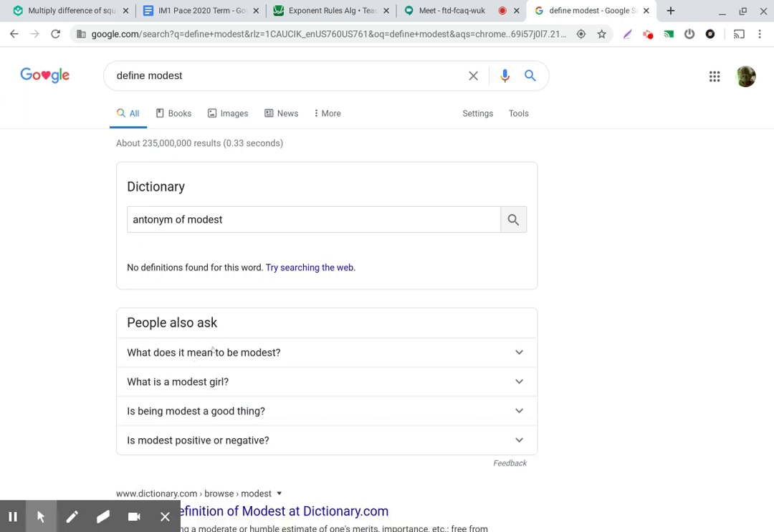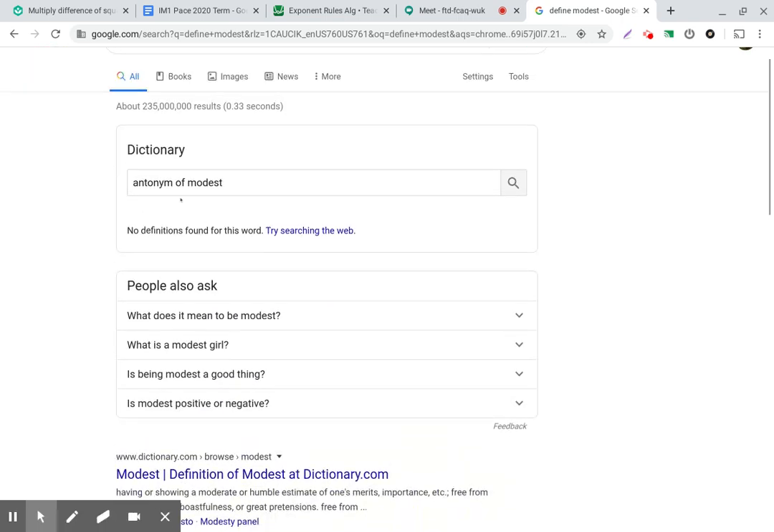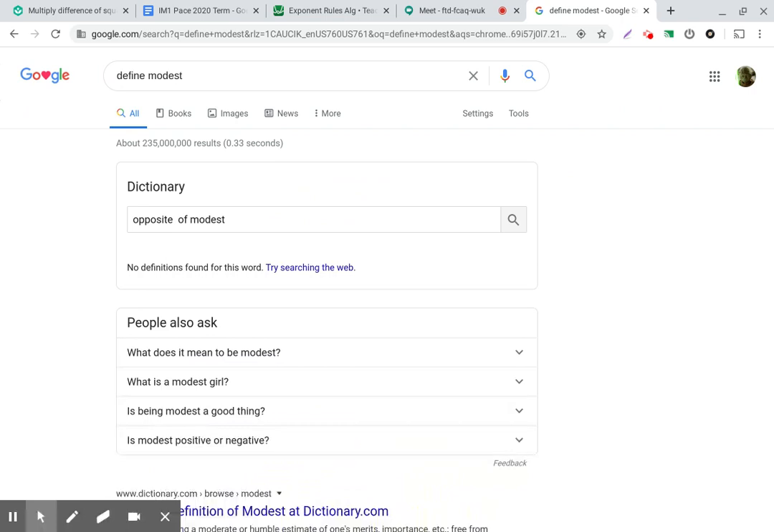Antonym. Is that right? Antonym? I don't even know how to spell antonym. There are no definitions for that. It doesn't exist. Wait, I didn't spell it right. Opposite. What's the antonym of modest?